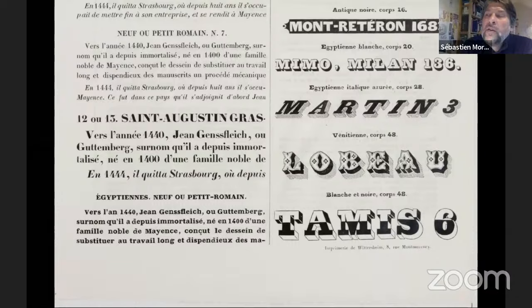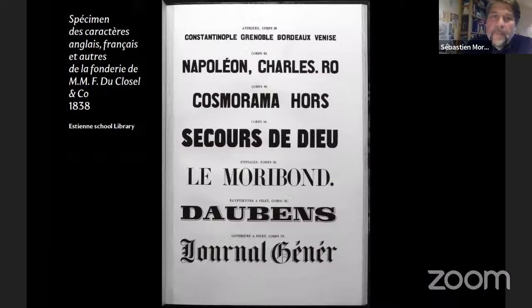But it's quite confusing, because in British foundries, antique would be used for slab serifs. And so obviously the name is quite clear to reference antiquity. And the same year, in 1838, so this is a dated specimen from the Duclosel and Company foundry. On this single page, there are four different sans serif cuts. And again, we can see that they are named antique.